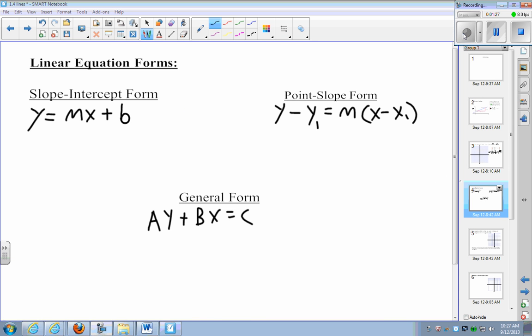So let's look at our 3 different linear equations for lines. For the slope-intercept form, we have y equals mx plus b, where m, which is what we looked at before, is our slope, and b is our y-intercept.